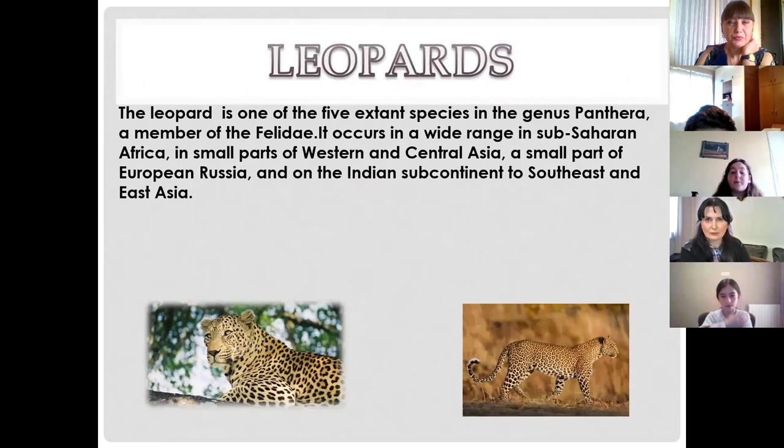Leopards. The leopard is one of the five extant species in the genus Panthera, a member of the Felidae. It occurs in a wide range in sub-Saharan Africa, in small parts of Western and Central Asia, a small part of European Russia, and on the Indian subcontinent to Southeast and East Asia.